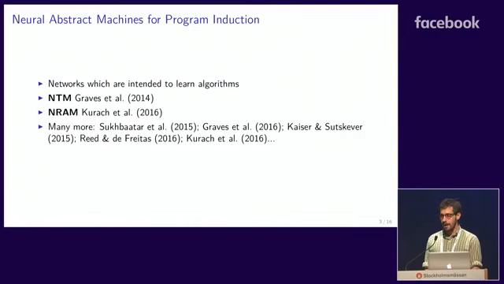So in our work, we noticed that there are a large group of neural networks which are intended to learn algorithms, but haven't been designed to work with all the possible types of supervision that we can give them. There are many types of neural networks and neural machines for inducing programs, for example, the neural Turing machine and the neural random access machine, which we specifically work with.